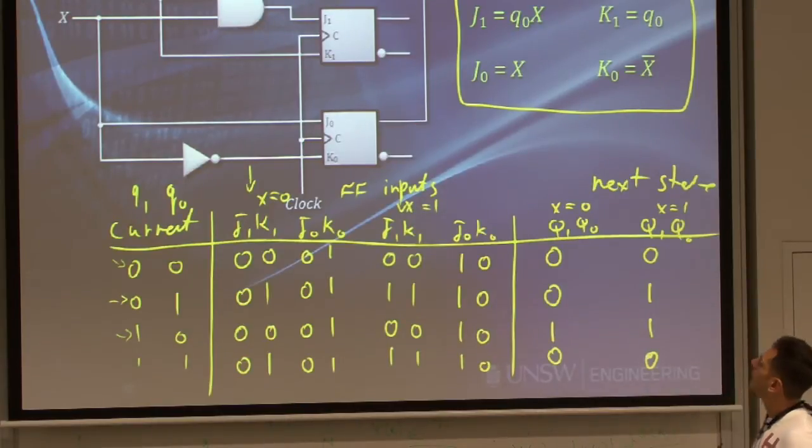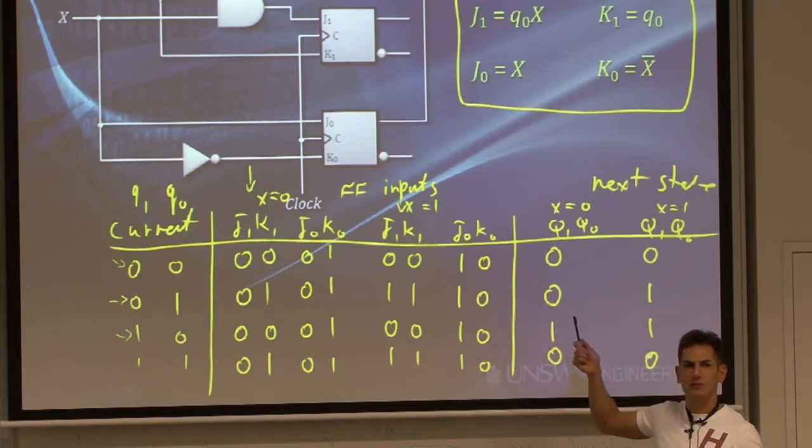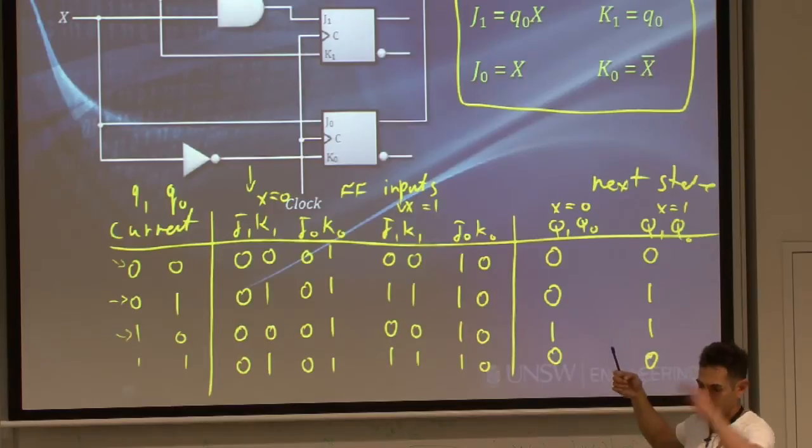Okay. Doing Q0, by the way, any mistakes? Did anyone spot? No?